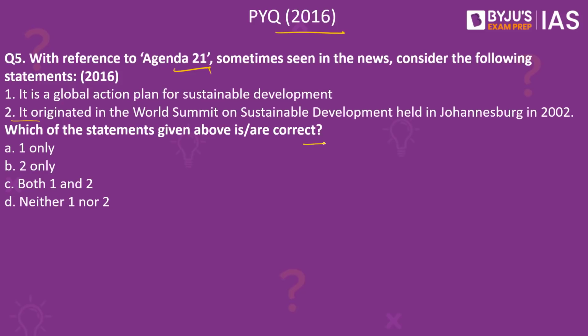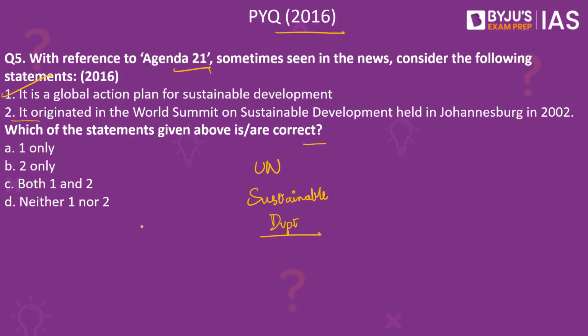So what is Agenda 21? Agenda 21 is an action plan of the United Nations with regard to sustainable development. Please remember that this is a non-binding action plan. So statement number 1 is correct. Now coming to statement number 2.